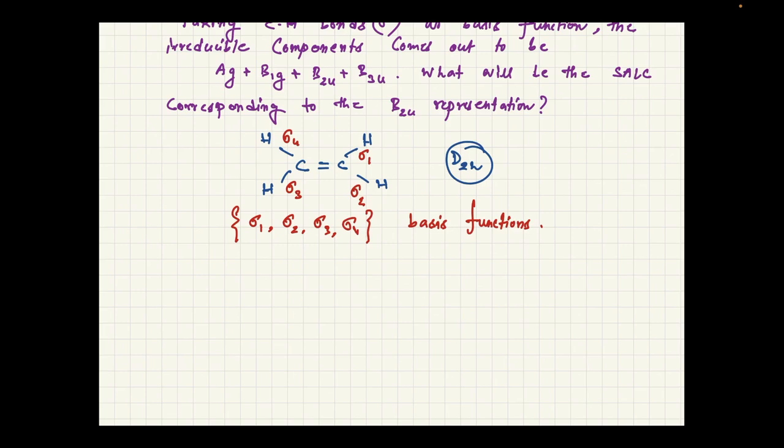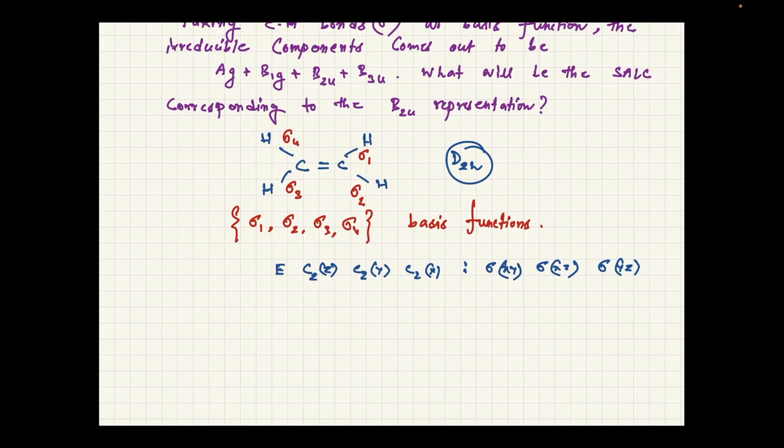So the possible symmetry operations for the D2H are E, C2Z, C2Y, C2X, I, sigma XY, sigma XZ, sigma YZ. Okay, so the number of classes is 1, 2, 3, 4, 5, 6, 7, 8. So total 8 classes. So the number of irreducible representations will be 8.